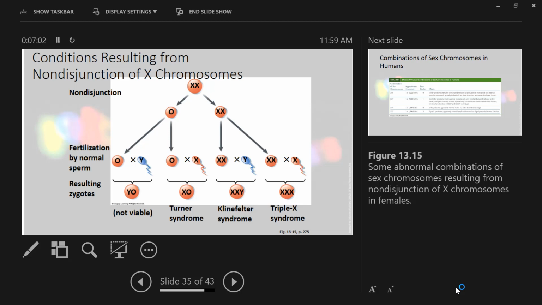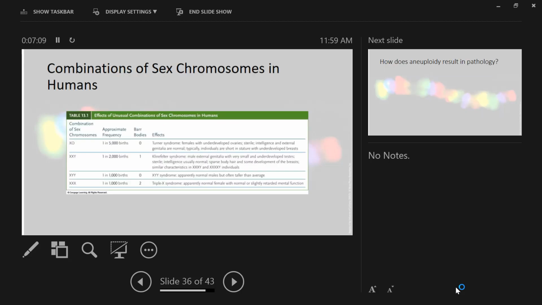And then triple X syndrome is where you get two Barr bodies instead of a single Barr body. Two of the X chromosomes shut down. And so here are the incidence of these, the relative frequency, and then some of the effects. Okay, and not all of these are pathologies that you would find in every individual. All right, so that's non-disjunction, which results in chromosomal number changes, which are chromosomal mutations.